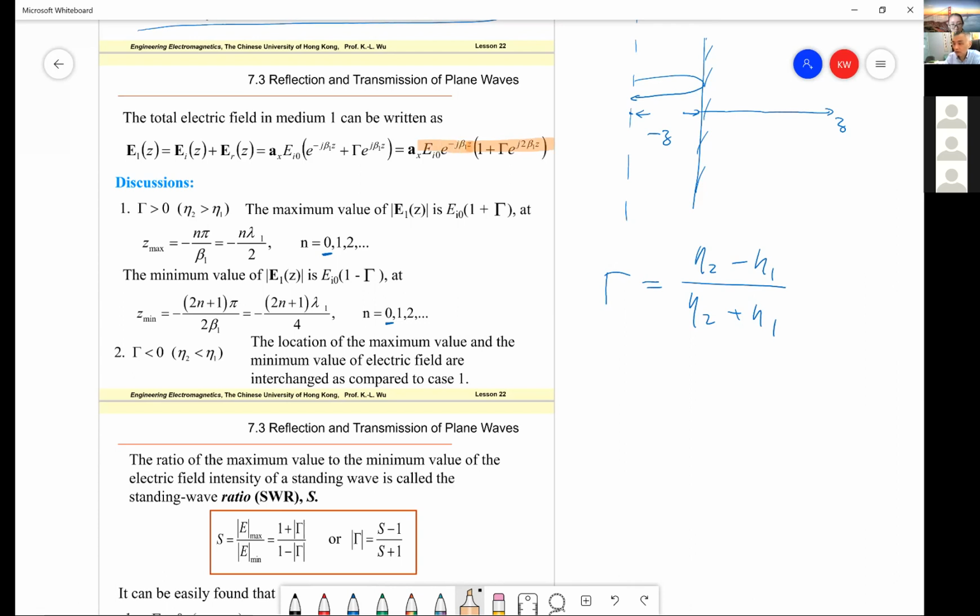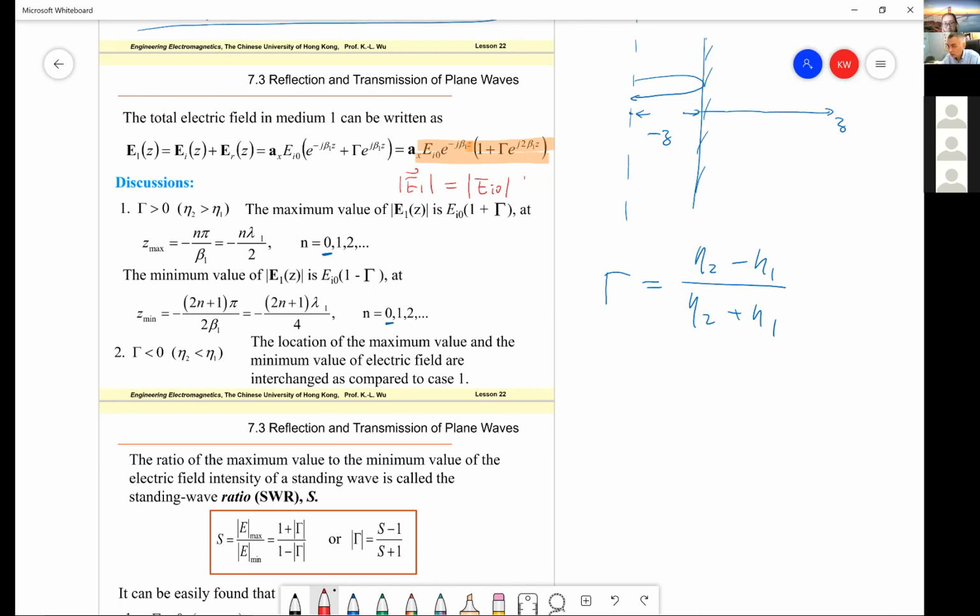Okay. This is the electrical field. The first term, if I look at the magnitude, this is a constant, right? Because it has nothing to do with distance, okay?